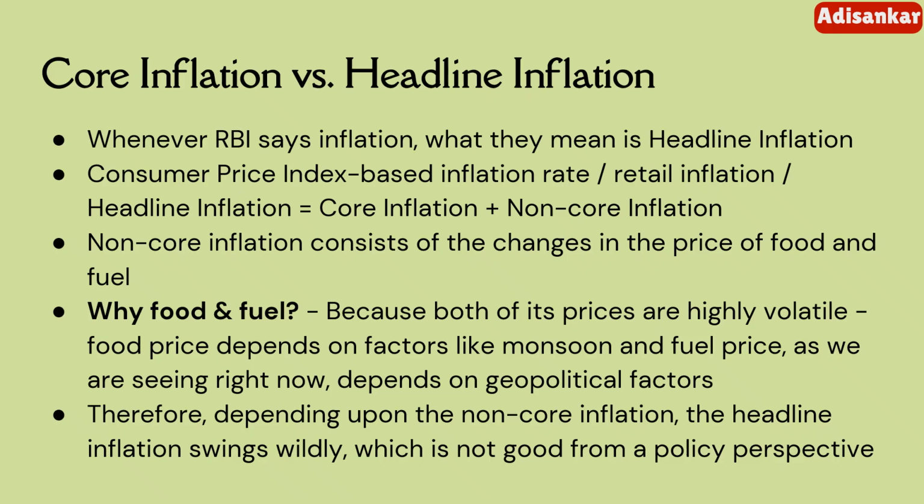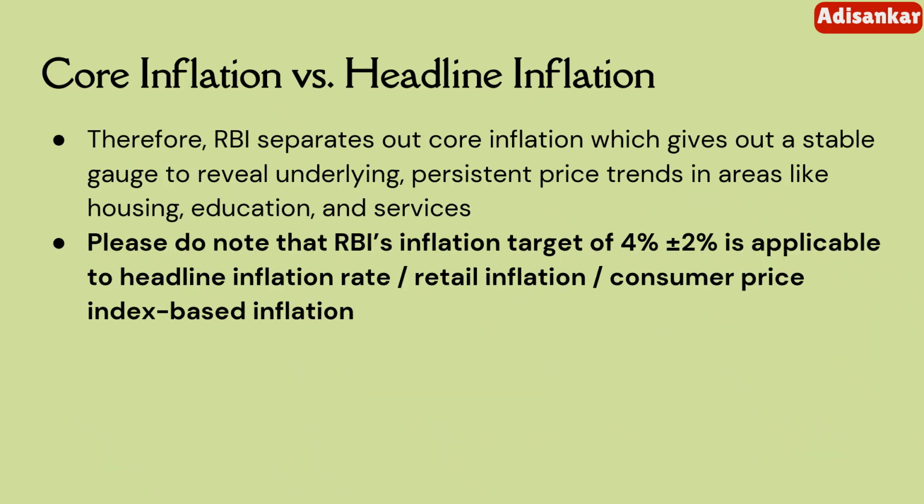Why food and fuel? Because both of these commodities' prices are highly volatile. Food price depends on factors like monsoon, and fuel price, as we are seeing right now, depends on geopolitical factors. Therefore, depending upon the non-core inflation, the headline inflation swings widely, which is not good from a policy perspective. Therefore, RBI separates out core inflation, which gives a stable gauge to reveal underlying persistent price trends in areas like housing, education, and services.